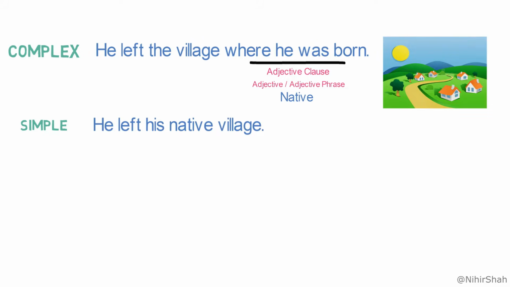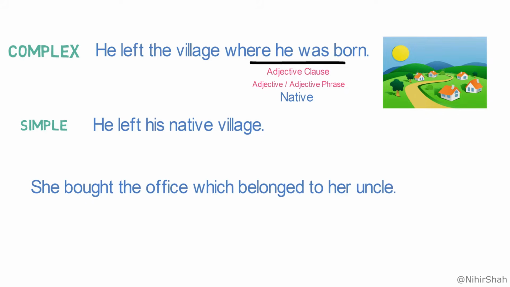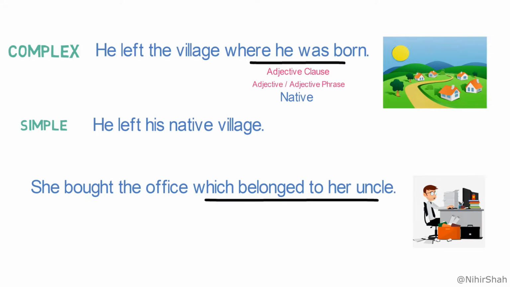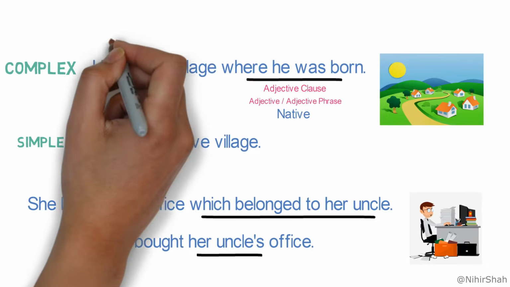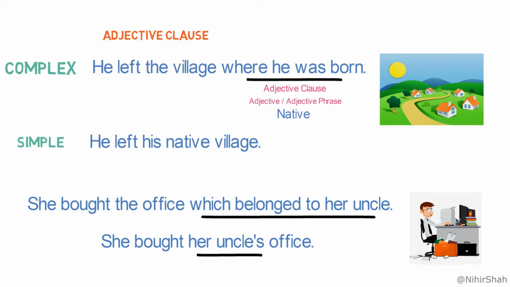Let's look into the next example. She bought the office which belonged to her uncle. Here, the clause which belonged to her uncle is describing the office. So, it's an adjective clause. Here we can use a possessive adjective and frame the sentence in this way. She bought her uncle's office. These are the examples where the adjective clause is converted to an adjective phrase or adjective.